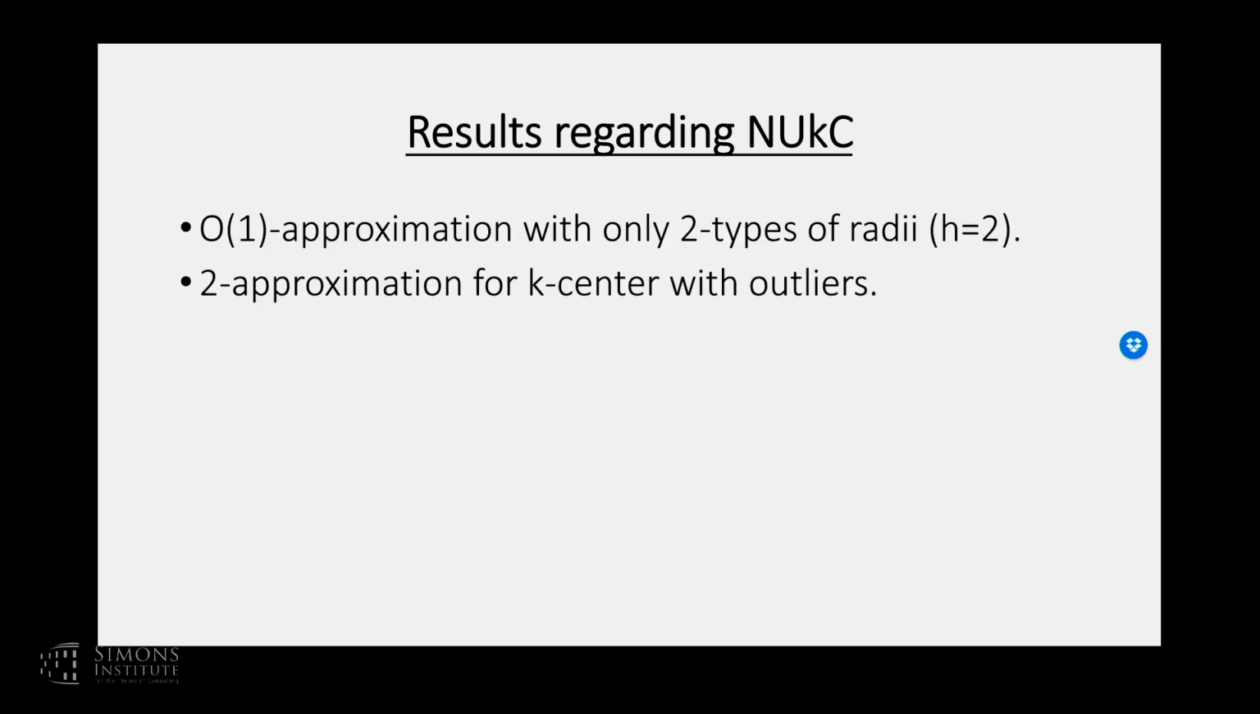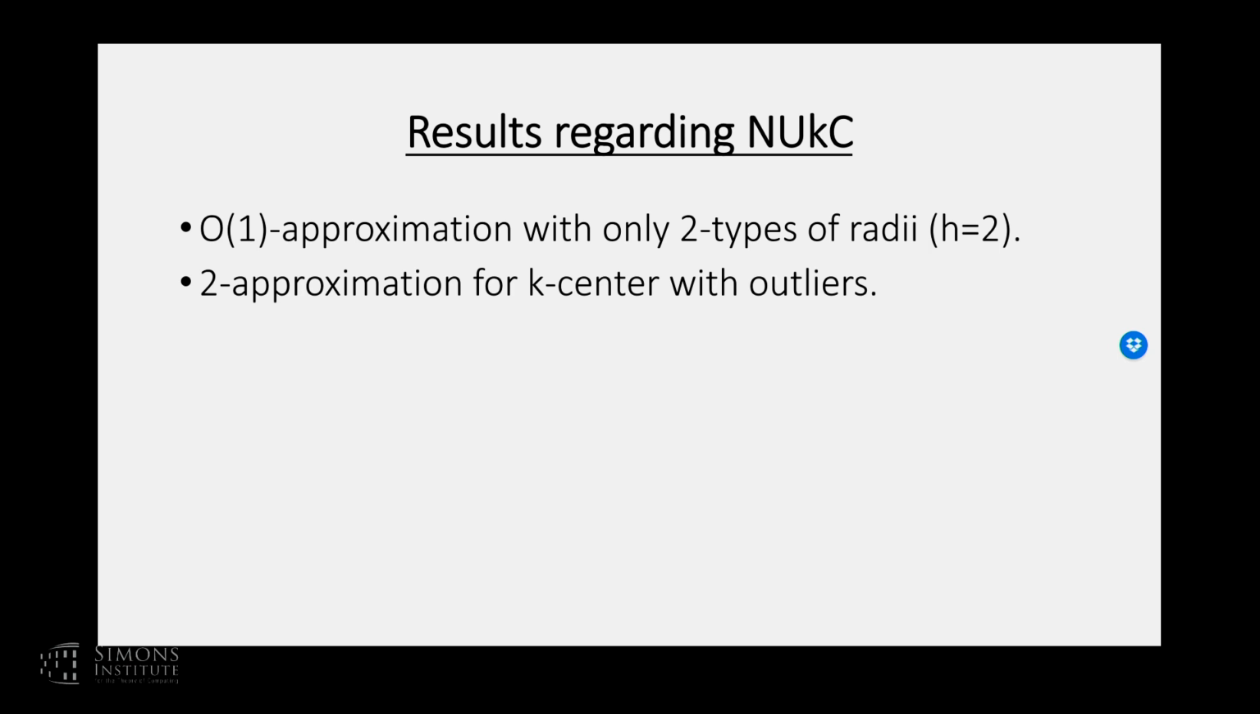Okay. So what are the results that we have? When there are only two kinds of radius, right? So there are k1 of radius r1, k2 of radius r2, we can get a constant factor approximation. Constant is not that bad, it's 1 plus square root 5 and probably can be brought down. And in particular, for the outlier version where one of the radius is 0, we can get a 2-factor approximation. And it's pretty simple.